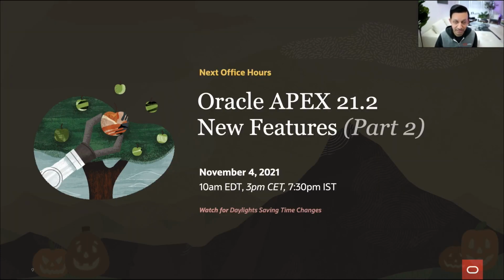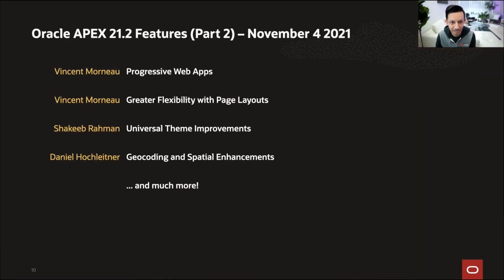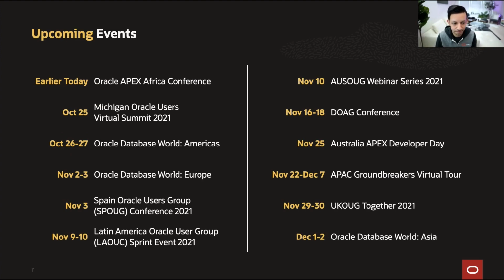Part two of this series, the new features, will be on November 4th. Just be careful with the timing. It will be at 10 p.m. Eastern. However, in different locations, you might have daylight savings time differences, so just watch out. For that session, we will be featuring the progressive web apps features, as well as the updated page positioning and greater flexibility with page layout. That will be covered by Vincent Morneau. I will speak to the Universal Theme enhancements, and Daniel will talk about the geospatial and geocoding enhancements. And we'll also have a few more.